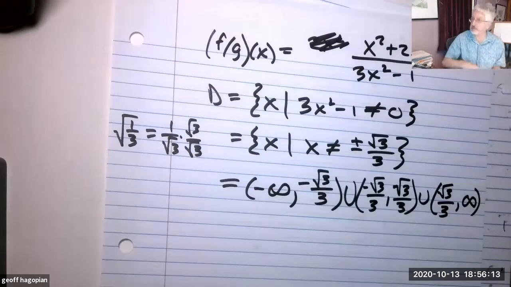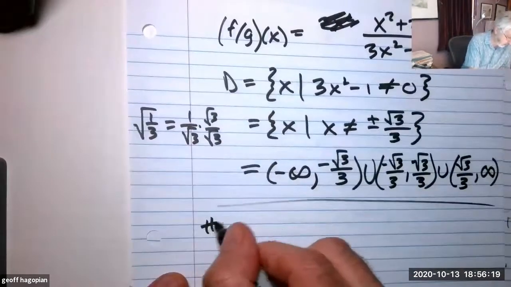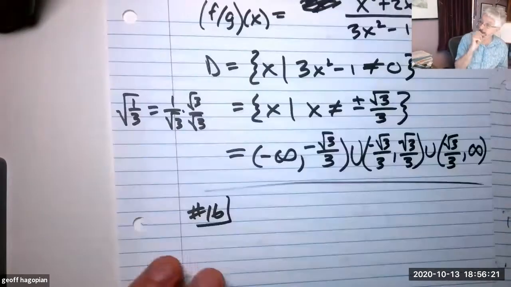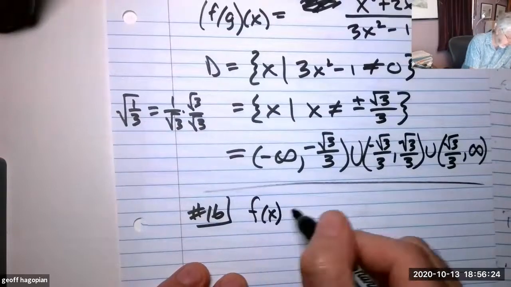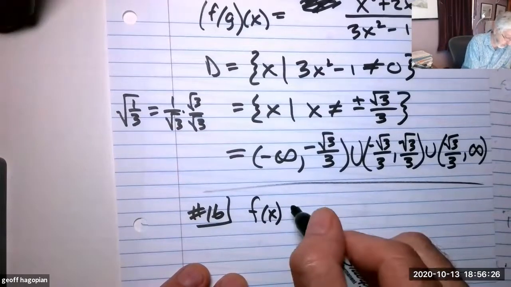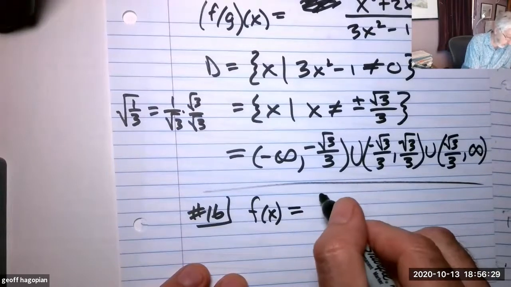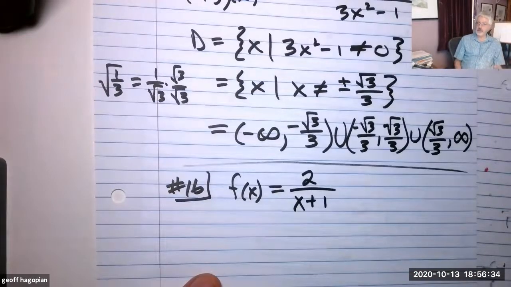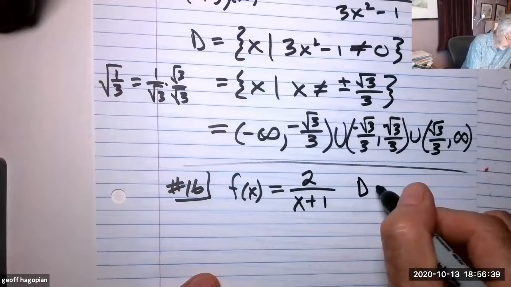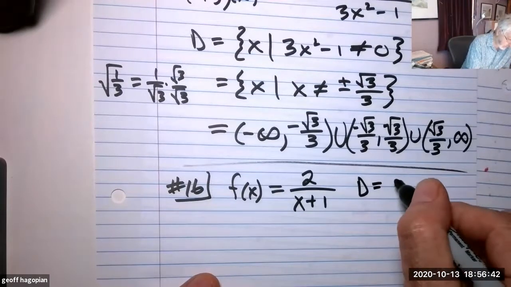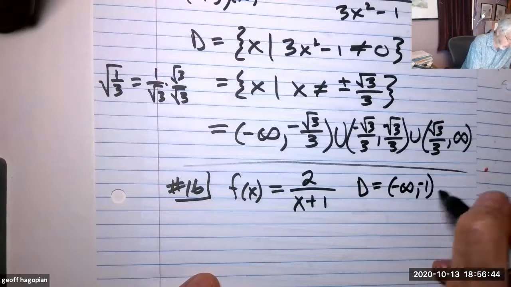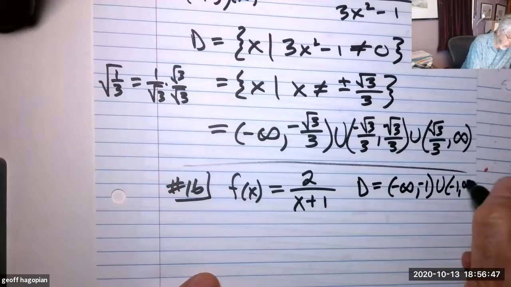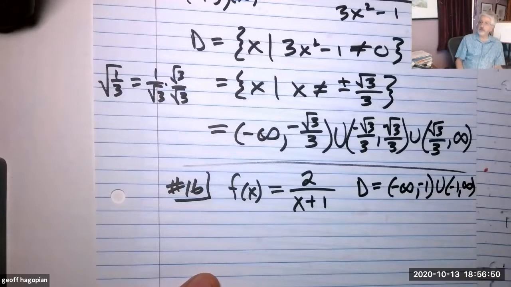Okay, let's move on to number 16. So here's number 16. We've got a couple of functions. And still we're dealing with just sums and differences and quotients, and the bigger problem is with the quotient, right? Here we've got a problem because the domain is not all real numbers. If x equals -1, we've got division by 0, so -1 is not in the domain. So the domain is going to be the interval from negative infinity to -1, not including -1, and then from -1 to infinity.